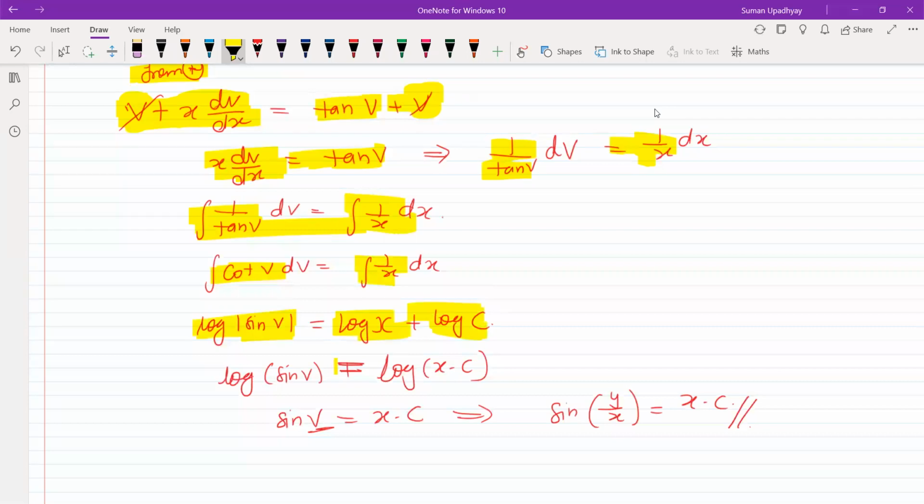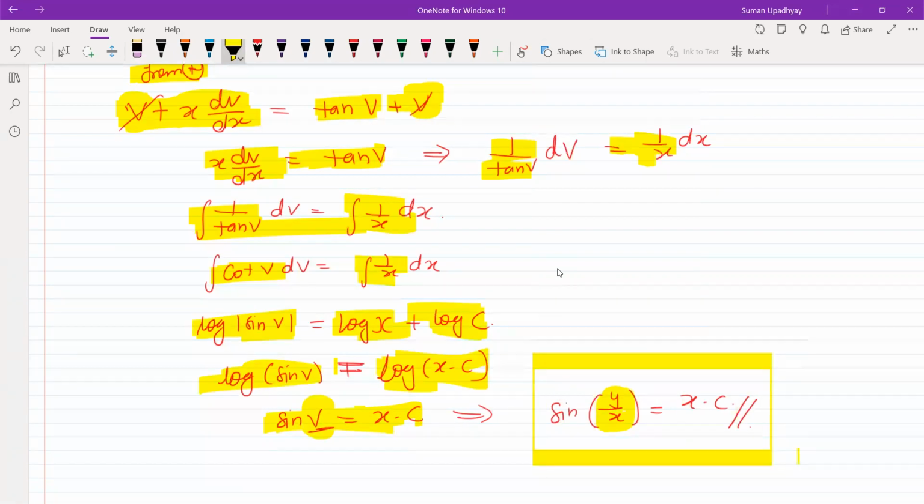Now before you take the anti-log, you need to have only a log term on the right hand side. So log a plus log b will become log of a into b, that is x into c in this case. Now you can take the anti-log, so you will get sin v equals x into c. But you have to replace v also at the end. So v, I'll replace by y by x. So this is the final answer. Have you all understood this problem?